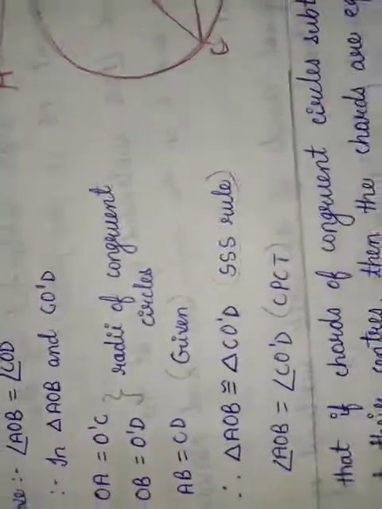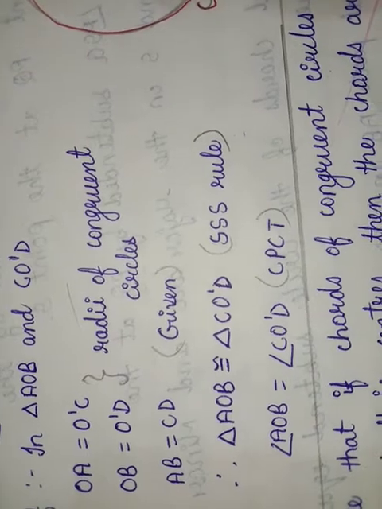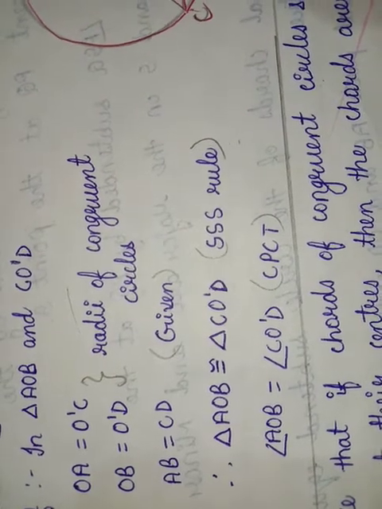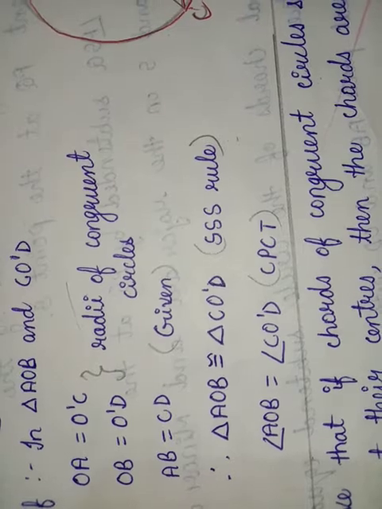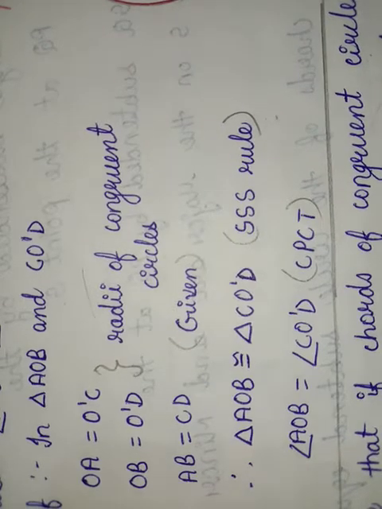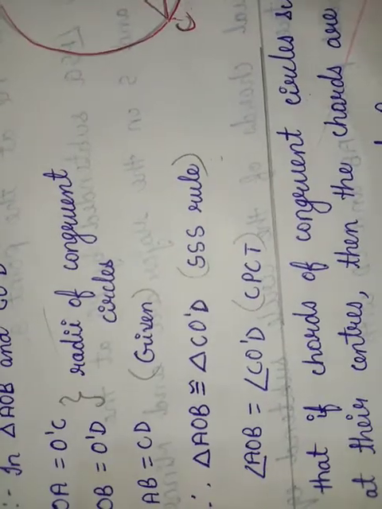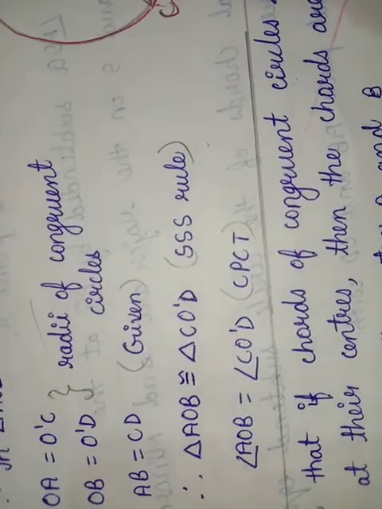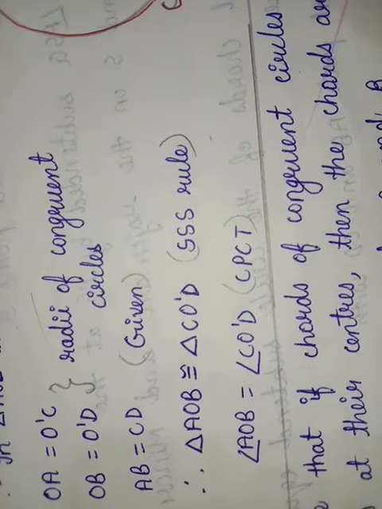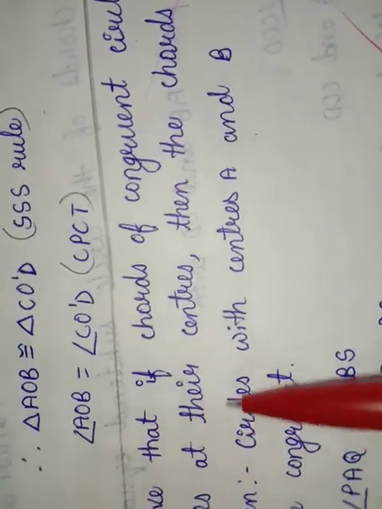Now proof: let us compare both the triangles. In these, OA is equal to CO dash and OB is equal to O dash D, radii of congruent circles. Then AB is equal to CD, given. Therefore triangle AOB is congruent to triangle CO dash D by the SSS rule. Angle AOB is equal to angle CO dash D by CPCT, similar to the previous problem.